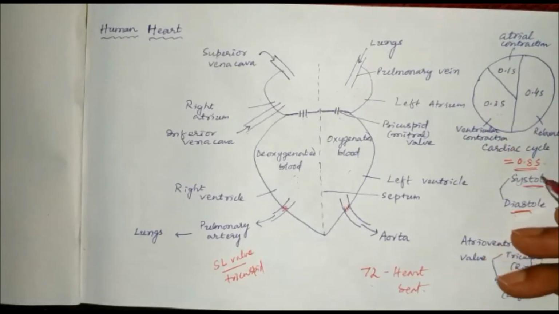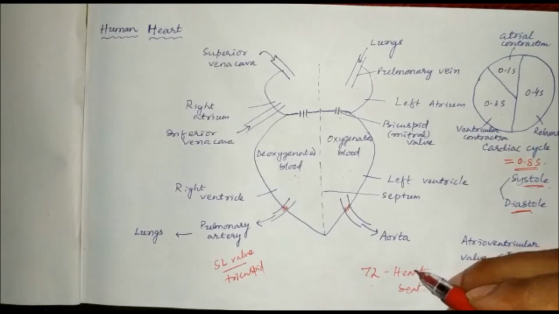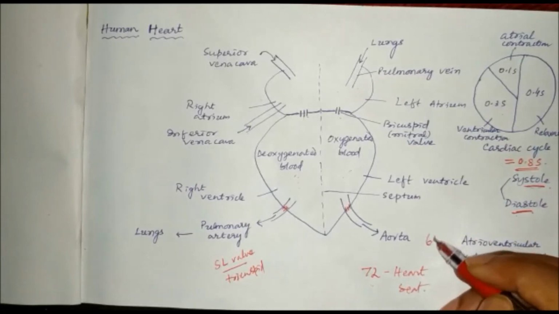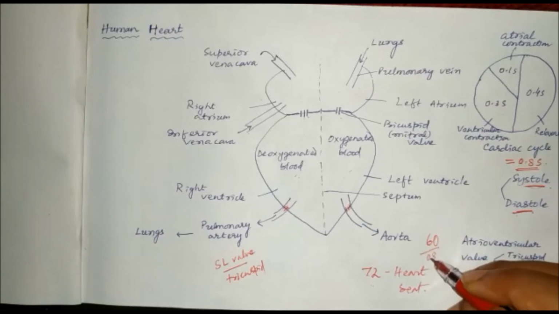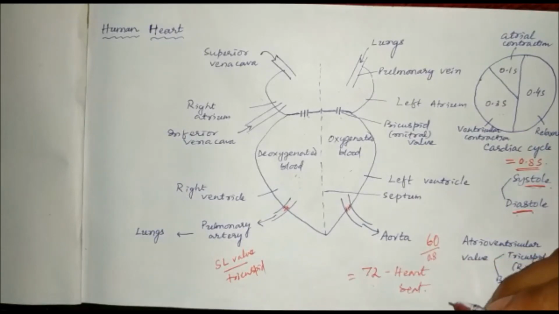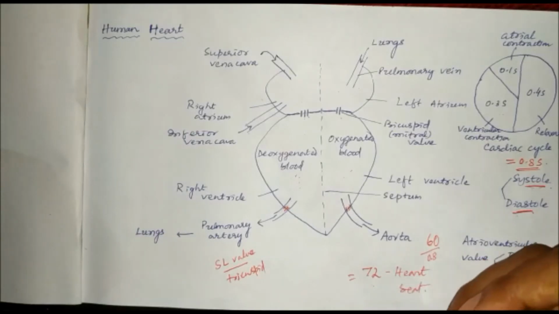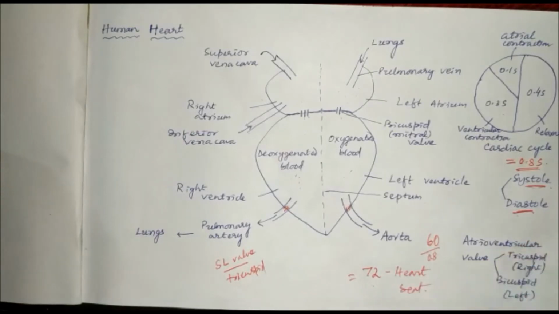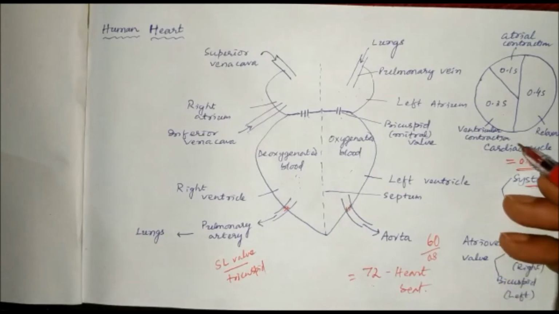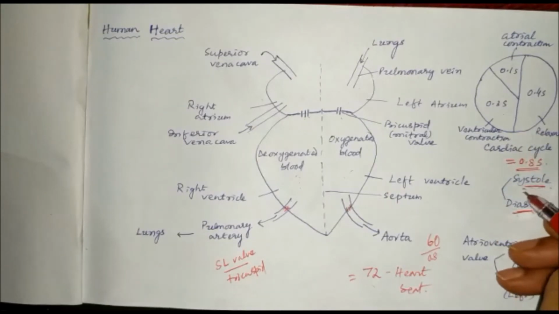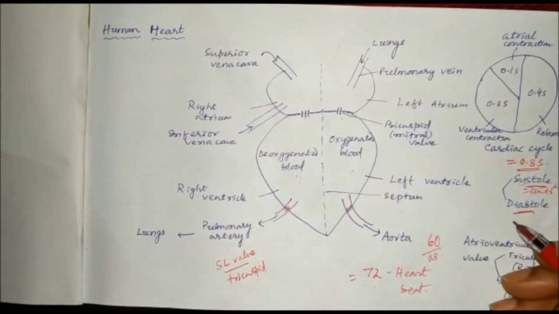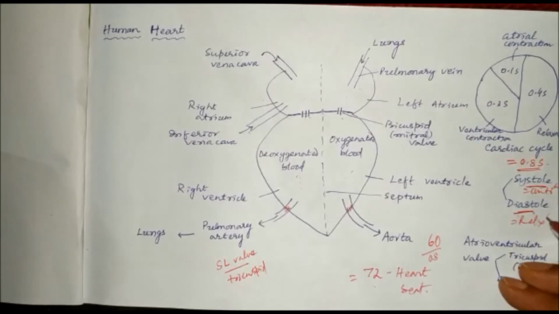So one cardiac cycle is 0.8 second, and in 1 minute there are 60 seconds. So 60 by 0.8 is 72. That is the heartbeat. So the heart beats 72 times in a minute, and the contraction is also known as systole, and the diastole is also known as relaxation.